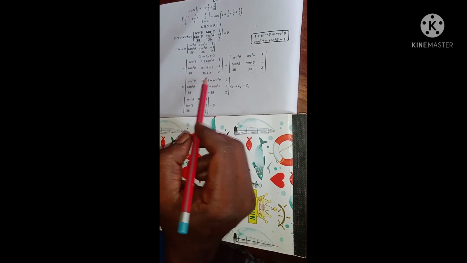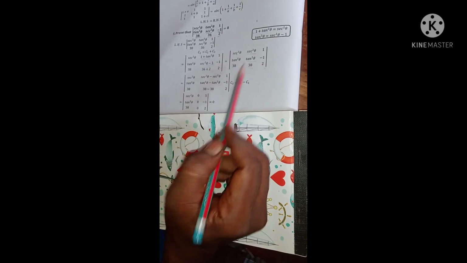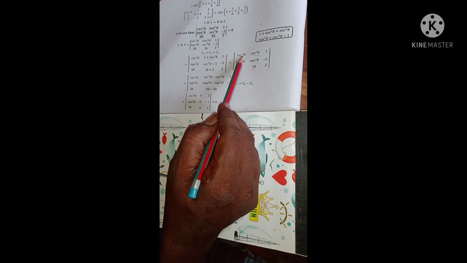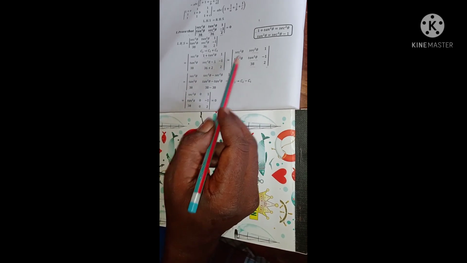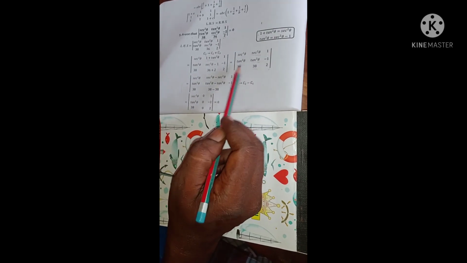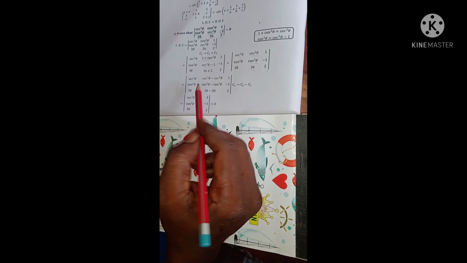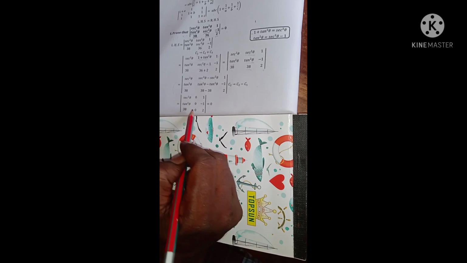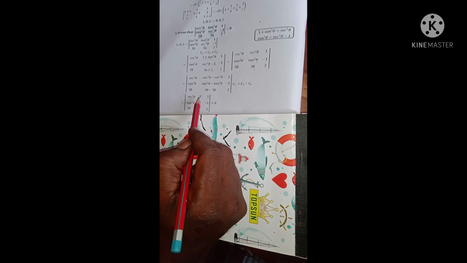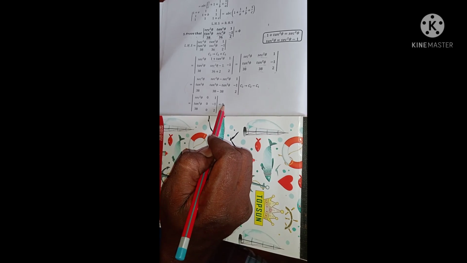Now we can subtract the first column from the second column: C2 minus C1, and put the answer in C2. So sec² minus sec², tan² minus tan², 38 minus 38. Everything gives 0, 0, 0. If any row or column has all entries 0, then the value of the determinant is also 0. In this case, all terms in the second column are 0. Therefore, the answer is 0.